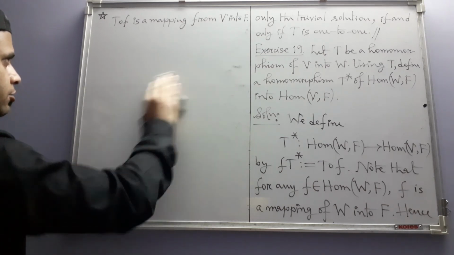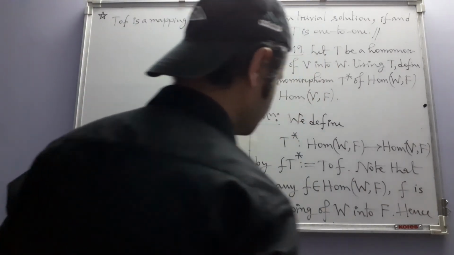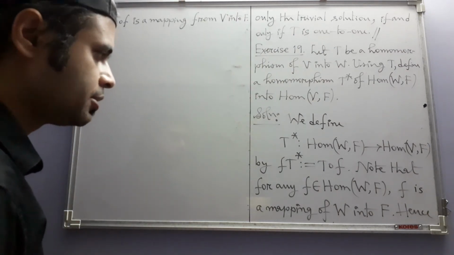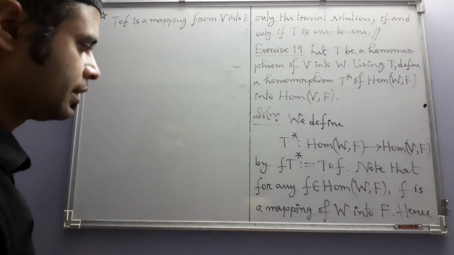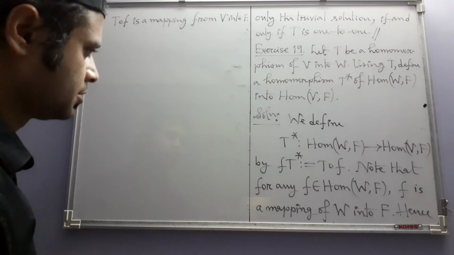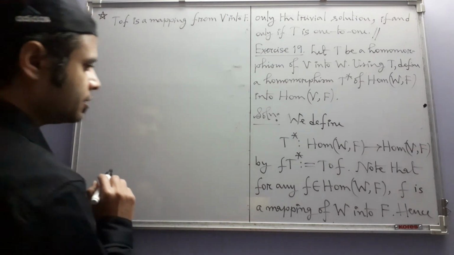Actually, there is nothing to show. We have already seen this before. Have we seen this before? Composition of two homomorphisms is again a homomorphism. I mean, for vector spaces. Let us just do it.